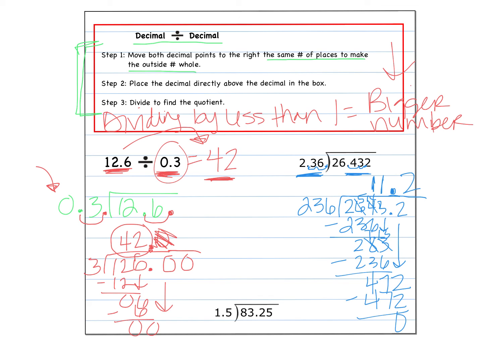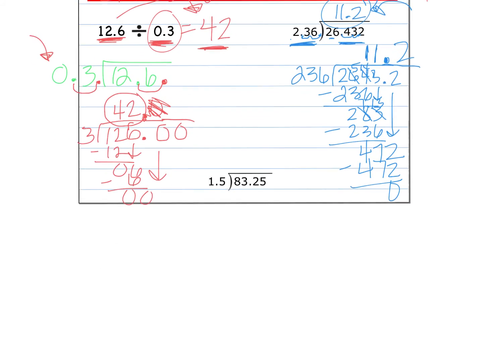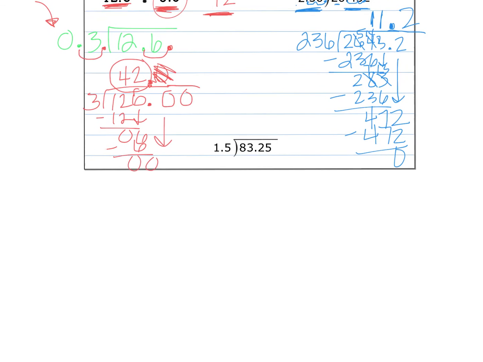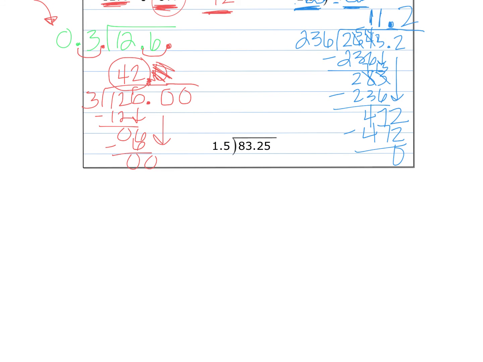So my answer then is 11 and 2/10. And remember we said 26 and something divided by 2 and something. Well, I know 26 divided by 2 is 13, so my answer is reasonable and makes sense. You can pause me for a second and solve this one really quick and then come back and check.